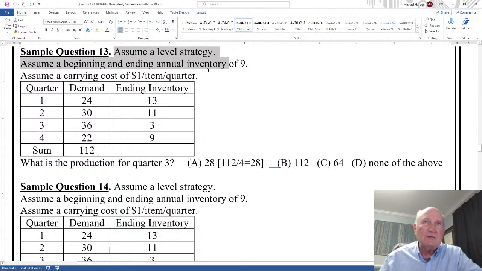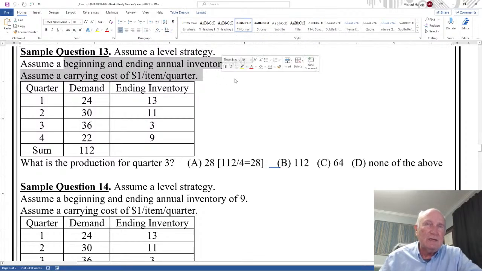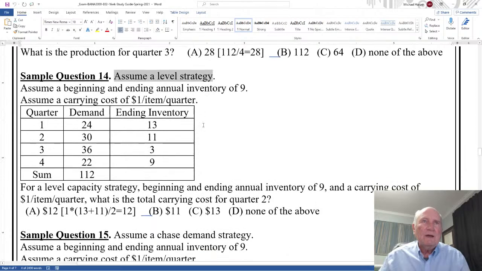So I give you a lot of information up here. Notice the production for quarter 3. All you need is to know that it's a level strategy, because then you take the sum and divide that by 4. That's what I'm doing here. If it's a chase demand for quarter 3, it's just going to be 36. And so that's all you need to know. You don't need to know the beginning and ending inventory, or the values actually. Could be anything. Again, a level strategy. I say for a level capacity strategy, beginning ending inventory 9, carrying cost of $1 per item per quarter.